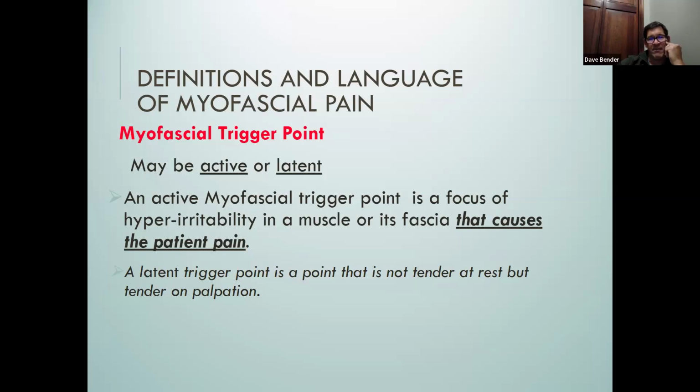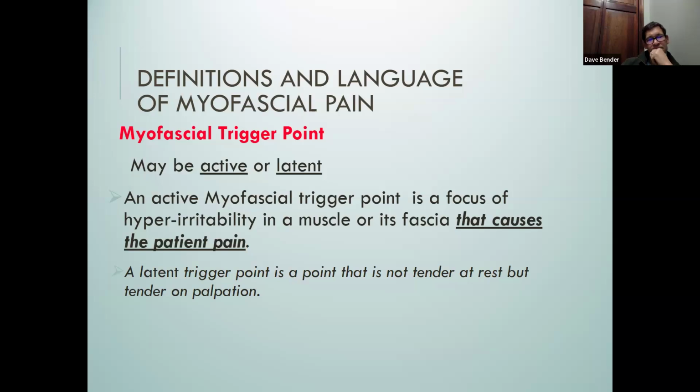The latent trigger point is, okay, maybe I have something in my infraspinatus, which is associated in this pattern. And when I poke on that spot, it's tender or it's a taut band, but it may not be the primary pain that they're coming in with. So you'll see these latent trigger points in the balance of the system.